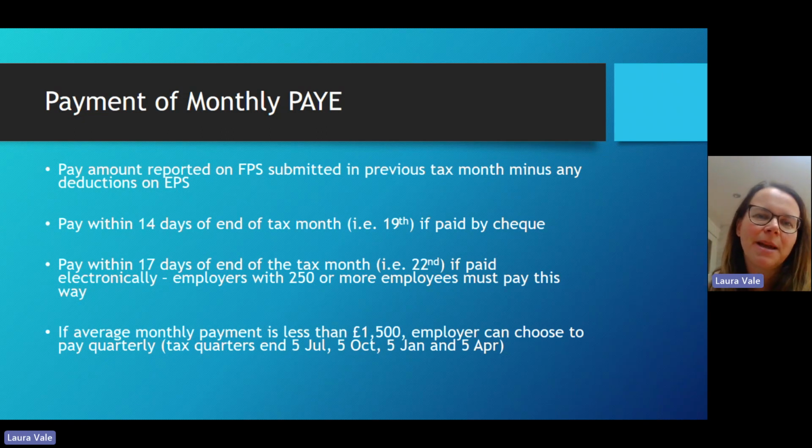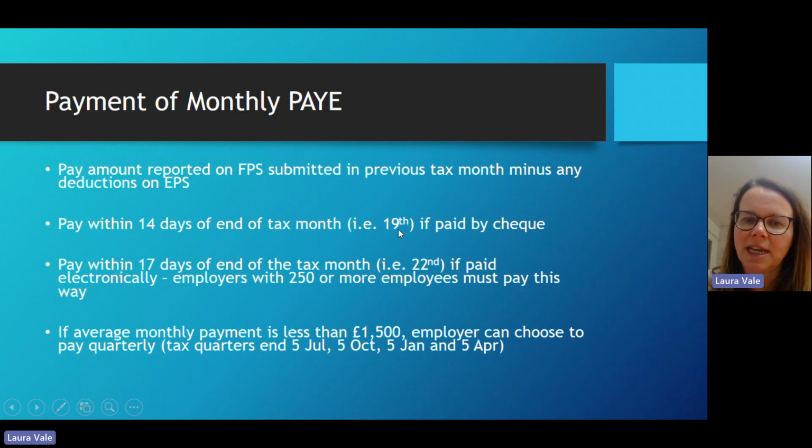Right, so payment of monthly PAYE. You have to pay the amount reported on the FPS that was submitted in the previous tax month. Remember, the FPS is the one where you tell them what you've paid and what you've deducted, minus any further deductions. Remember, that might be for the employer allowance or statutory maternity pay that you claim on the EPS. So you pay the amount within 14 days of the end of the tax month, which is the 19th, because the end of the tax month is the 5th.